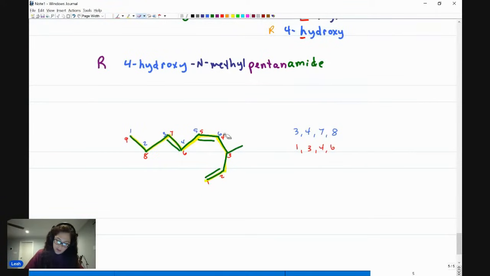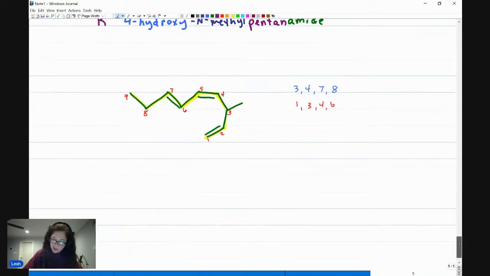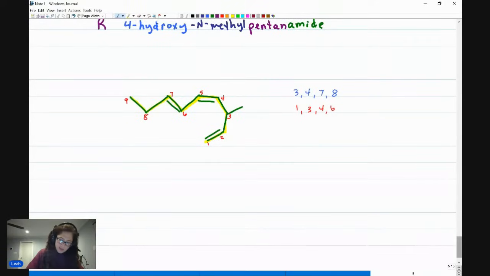And for pi bonds, you only number the first carbon of the 2 sp2 carbons that you hit. So whichever one comes up first in your chain, that's the one we're going to count. All right, so cis or trans for each of the pi bonds. Actually, let's put the name together and then we'll add the cis and the trans. So I'm just going to move that out of the way.